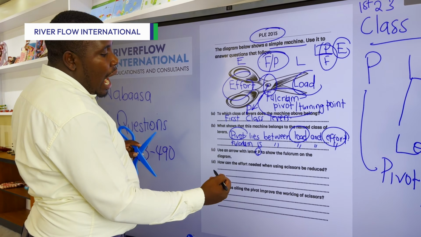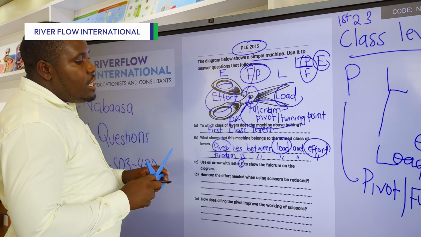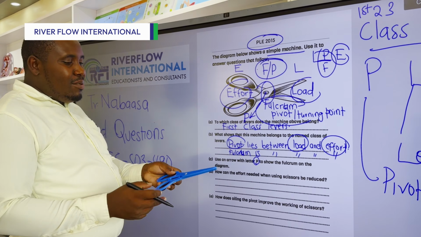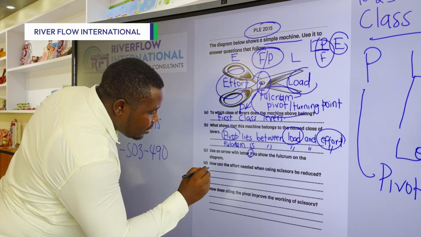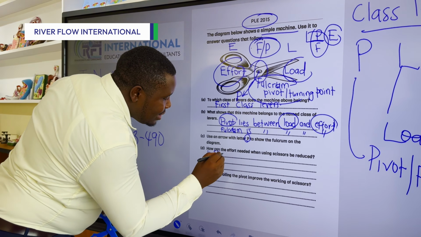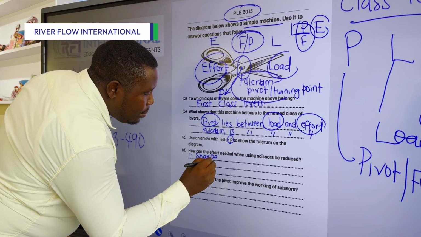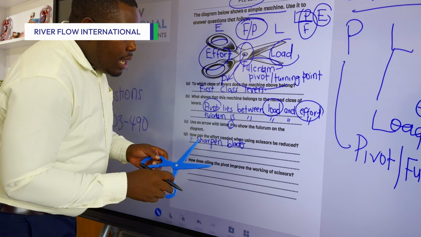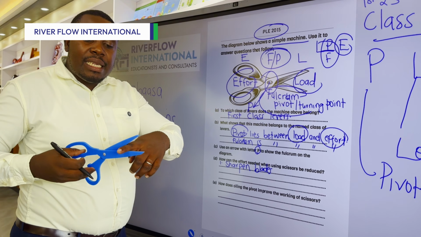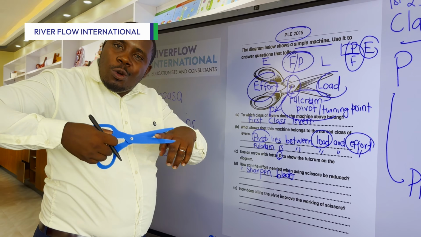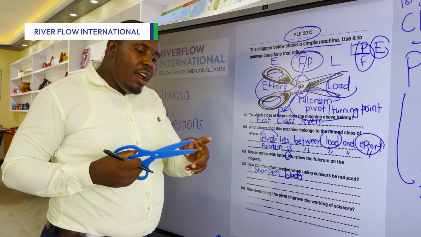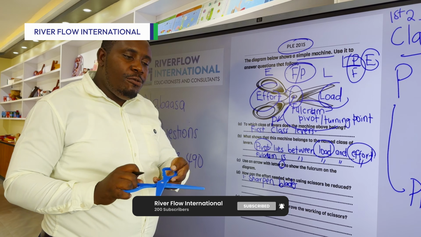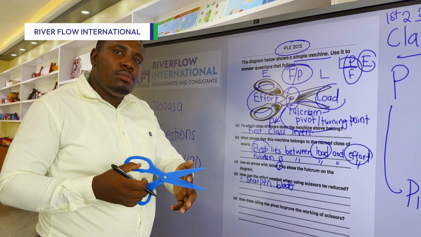Now, part D, how can the effort needed when using the scissor be reduced? It is very simple. Number one, you sharpen the blades. If this scissor is blunt, you need a lot of energy to cut. And therefore, if you sharpen these blades very well, you just come say, chick, chick.